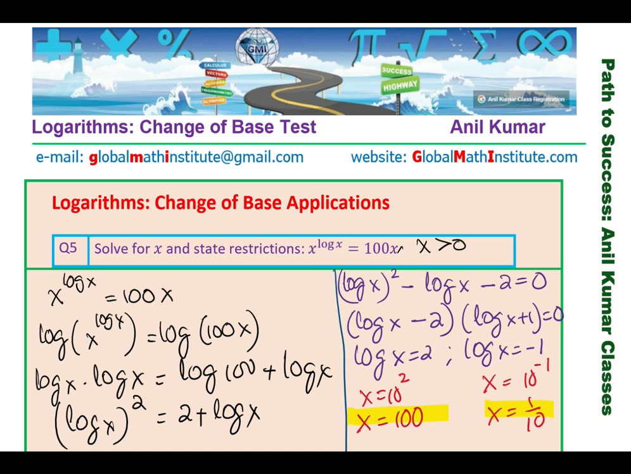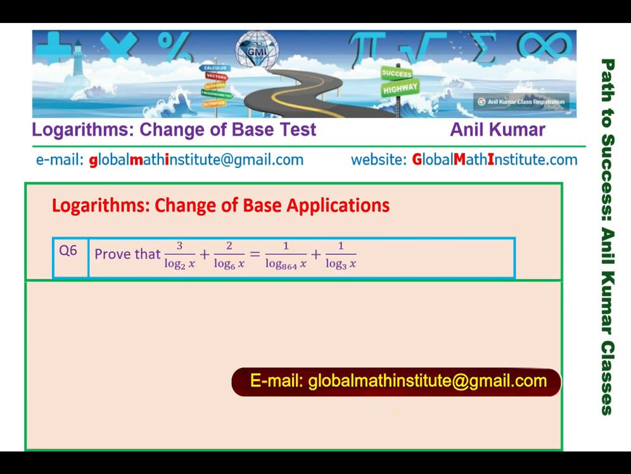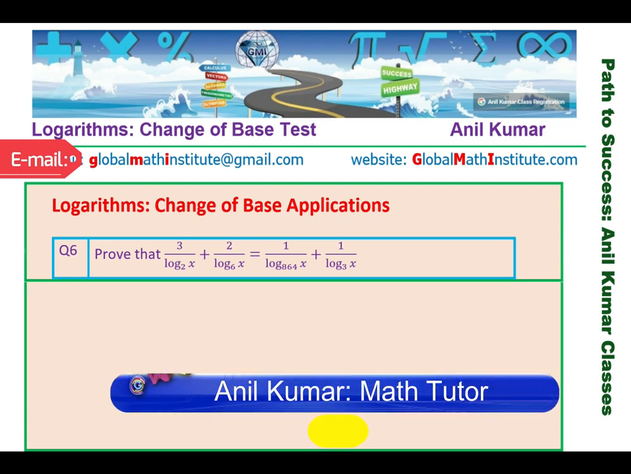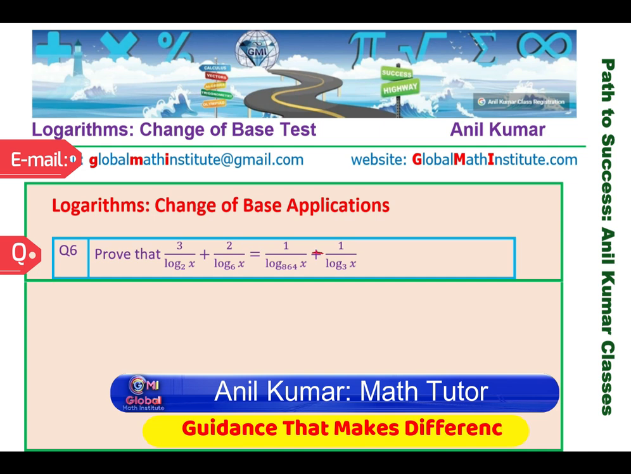So now let's move on to the last question. So we have to prove that 3 over log to the base 2x plus 2 over log to the base 6x equals 1 over log to the base 864x. Well, there is a typing error here. So this should be minus, okay? Not plus. Sorry for this correction. This has to be minus.